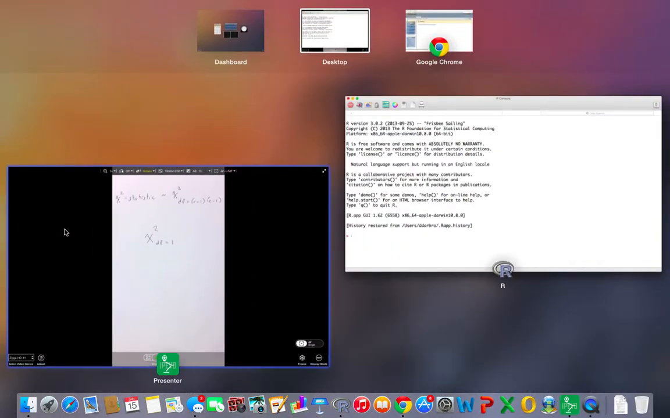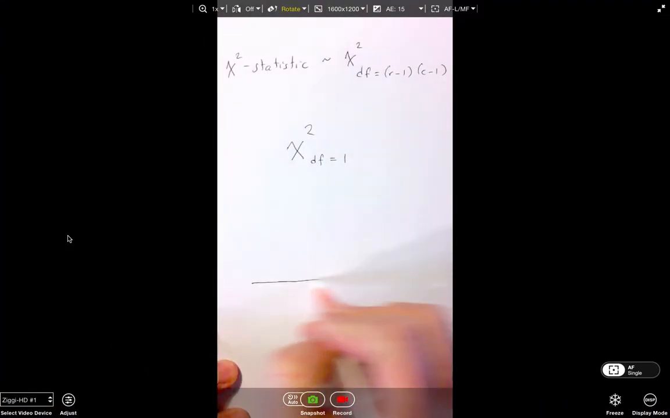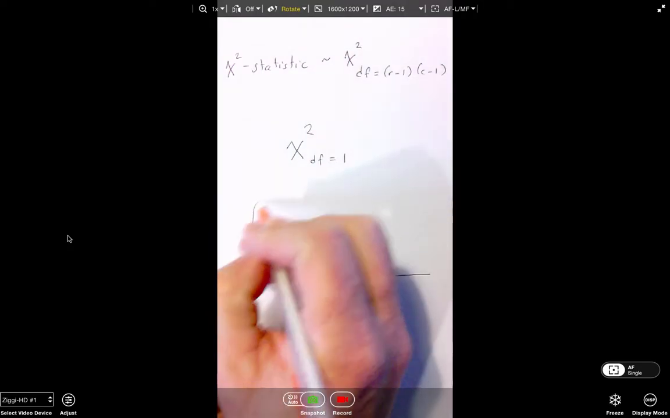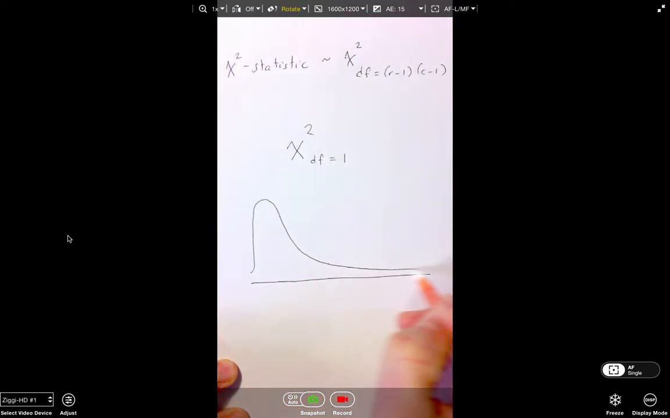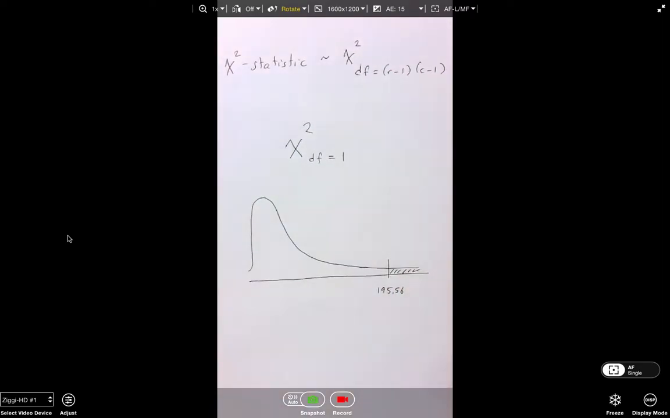So I'll tell you what, let me get back over here. Essentially, in the Chi-Square distribution, it's going to look something like this. We want to come to 195.56, and the p-value will be the area to the right of that.